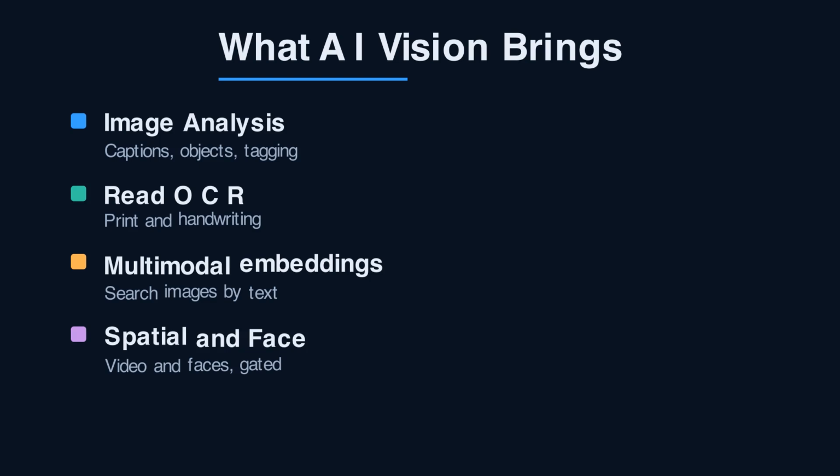If your problem is understanding the contents of a photograph or reading scattered text off a real-world scene, AI Vision is the tool. It is not designed to map fields to a document schema. So how do you choose?